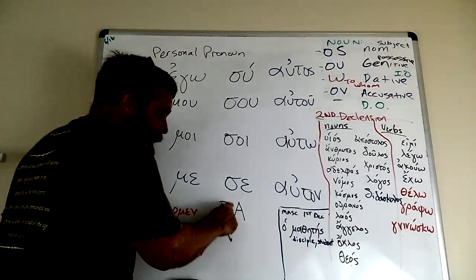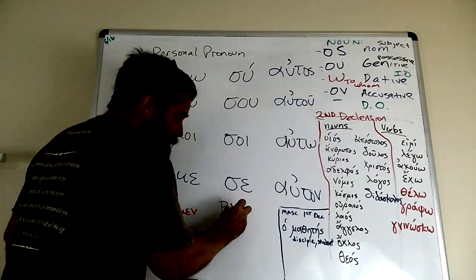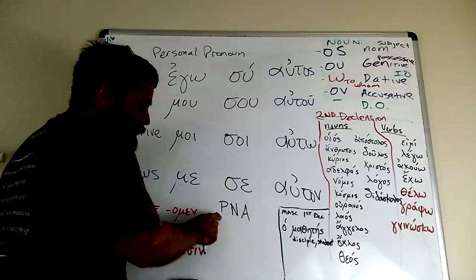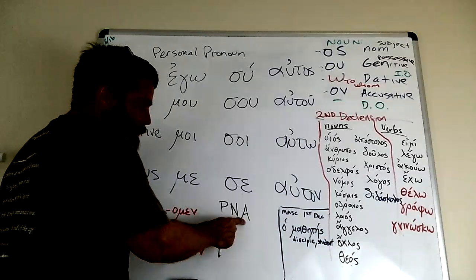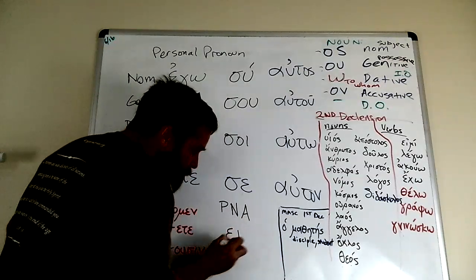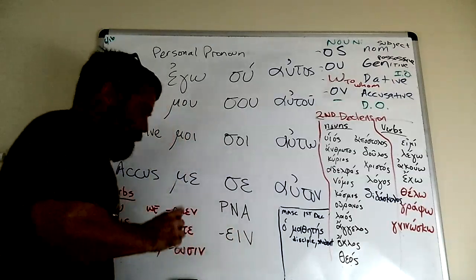Yes. So now we're going to change the mood. Instead of being indicative mood, we're going to make it infinitive, and that symbol is N. So it's PNA: present tense, infinitive, active voice. And so the ending would be epsilon, iota, nu. That's the ending for an infinitive.